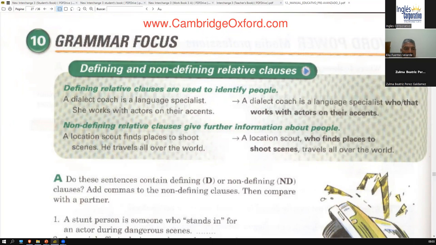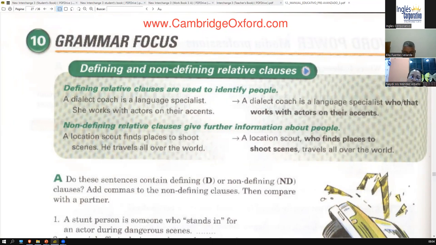As you can see from the exercises that we were working on last time, a dialect coach is a language specialist. She works with actors on their accents. When we apply the information that we studied, we come up with the following sentence: a dialect coach is a language specialist who or that works with actors on their accents. So in this case, as I was saying, just think of the word defining and relate that to definition. You're giving a definition of the person, what the person does.